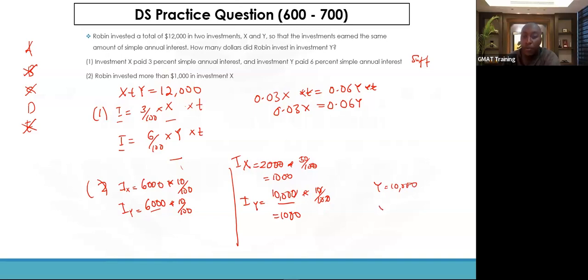And the value of Y in the other example was 6,000, right? So as you can see, these Y's are not the same. We need one unique value of Y, and we can't find one unique value of Y. Also, Robin invested more than 1,000 in investment X. For both X's, it's more than 1,000. Therefore, statement 2 is not sufficient, and D is not our answer. Our answer is A.